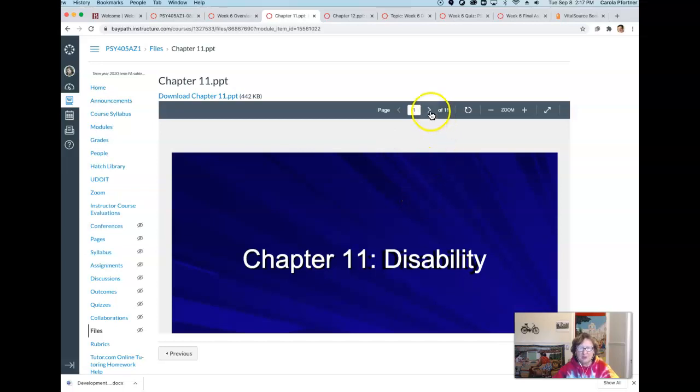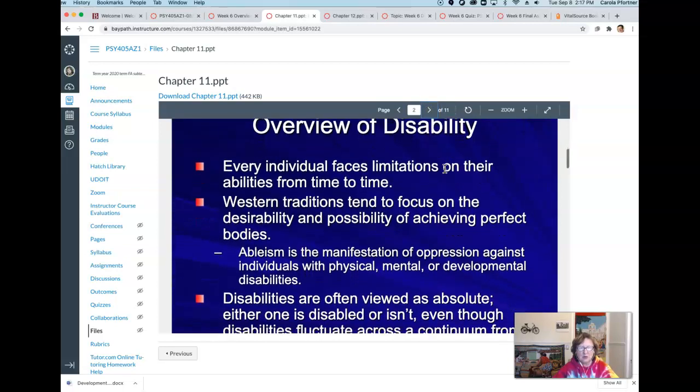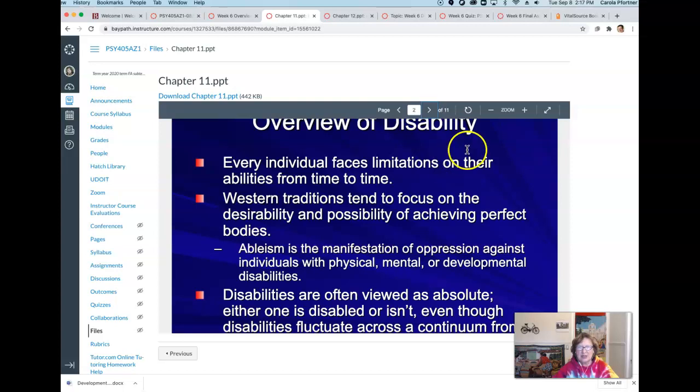As we're looking at this PowerPoint, you see that the overview shows us even every individual faces limitations on their abilities from time to time. I experienced that the last couple of years. I went through cancer treatment, and I had lots of disabling conditions for the time being, so I really got to walk in those shoes. Fortunately, I'm over that and I'm all recovered and cancer-free, but it gave me a little inside view of what it is like to live with a disability, even though a temporary one.